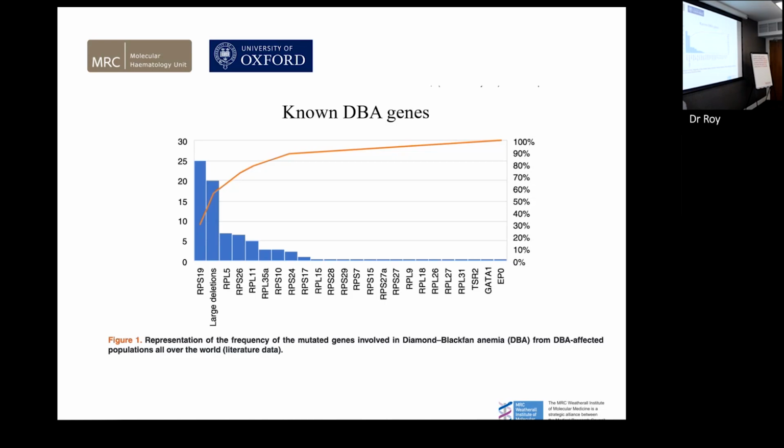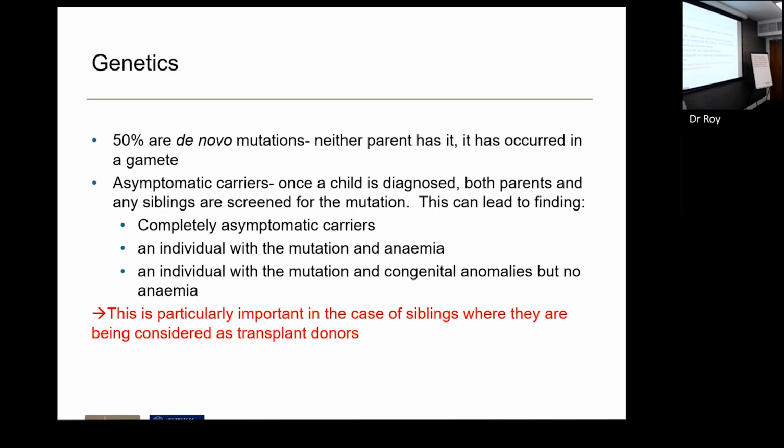You can see that there's some common ones, and then some very rare ones where there's only one or two patients or one or two families been described. And 50% of these are de novo. So like I explained, the parents are fine, but then the child got the mutation either through one of the gametes or in utero, in the embryo itself.